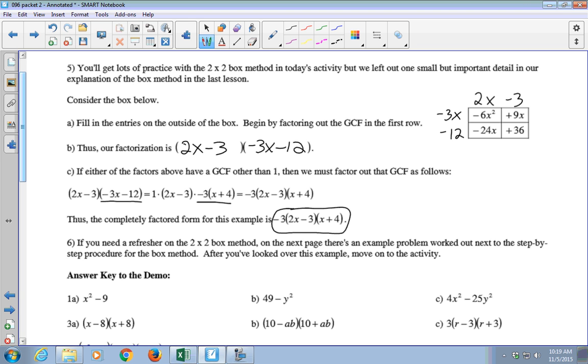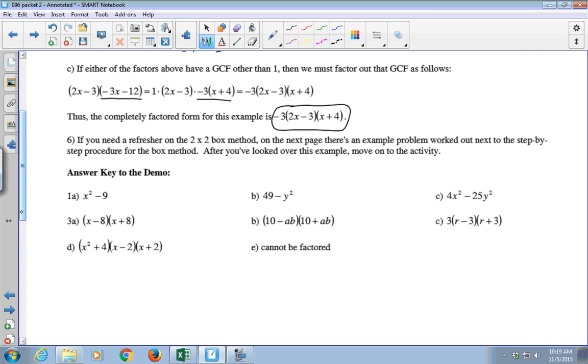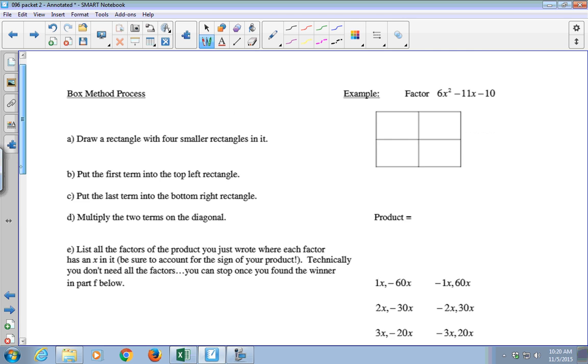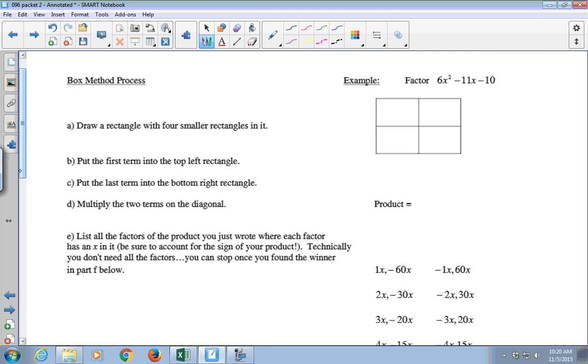All right, so I figured since it has been over a week since we learned the 2x2 box method, I'm going to go over with you the refresher that I was just going to have you read, right? But I think we're going to do it together. Okay, so the box method process for how to factor a quadratic trinomial. So I want to factor 6x squared minus 11x minus 10.